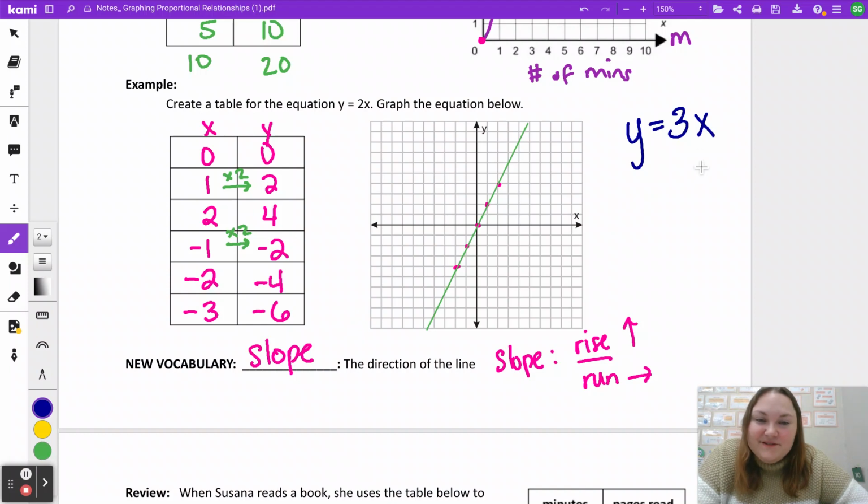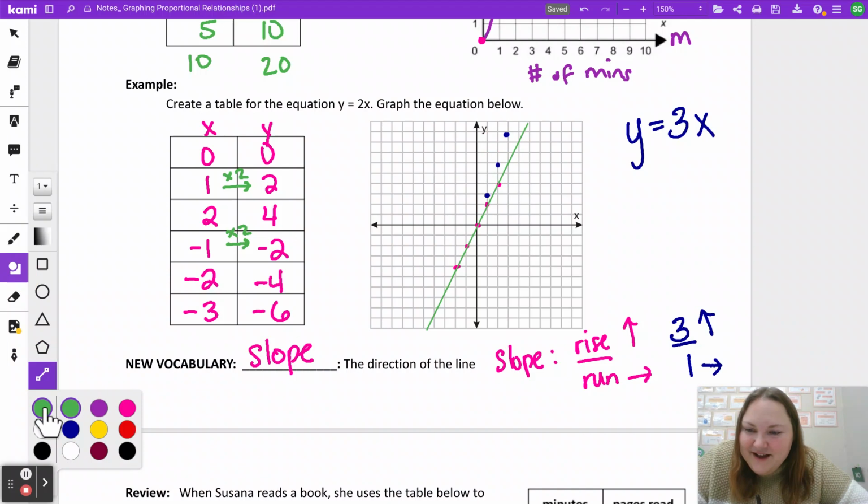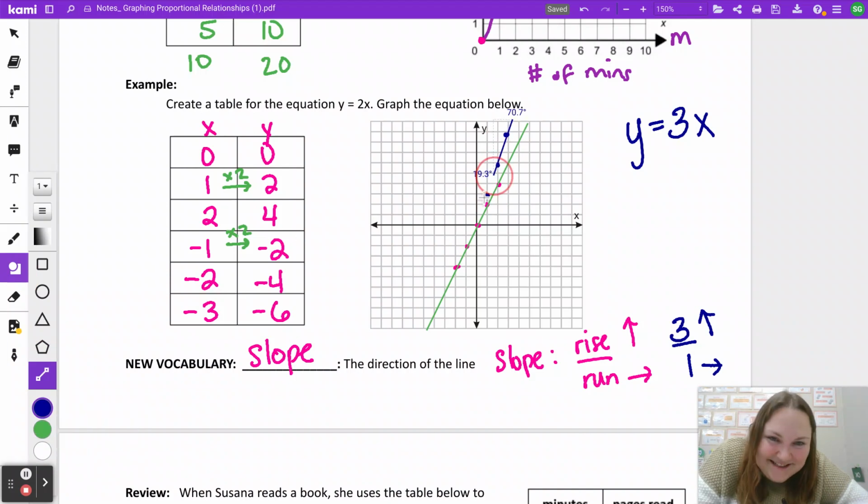For y equals 3x, my rise would be 3 and my run would be 1. So the difference here is instead of going up 2 boxes, I would be going up 3 and still over 1. So up 3 over 1, up 3 over 1. That would look more like this. I'm going to go ahead and put the line through it so you can see. It would be this graph right here.